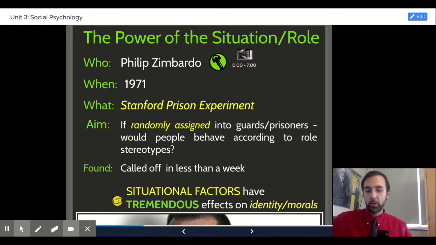So were these individuals simply following the rules that were established, or were these people creating their own expectations and fulfilling their own stereotypes of guard versus prisoner? There's a lot of debate as to the merits of his study, but nevertheless, a really significant study that has allowed us to reflect on prisons, reflect on a variety of historical topics.